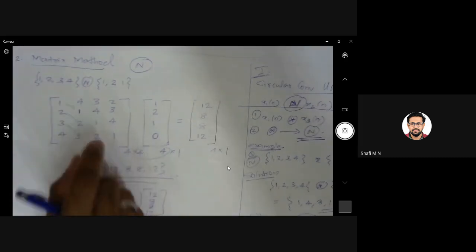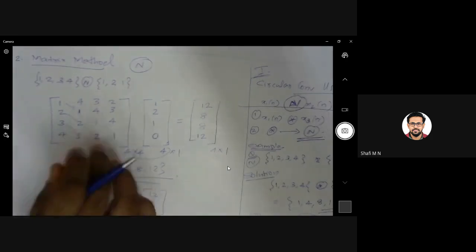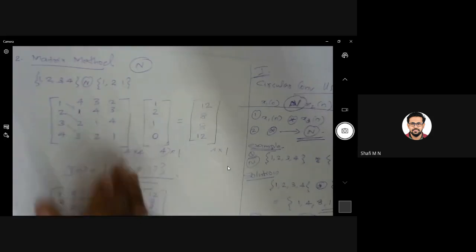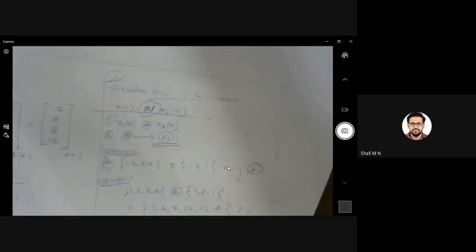If no method is mentioned, just find the circular convolution. Don't waste your time on the concentric circle method; just use the matrix method, even for a weightage of 5 marks or 7 marks. This is enough, the easiest method, and you will get full marks doing this.